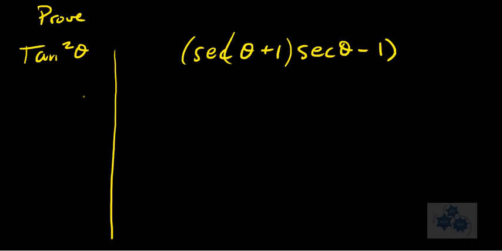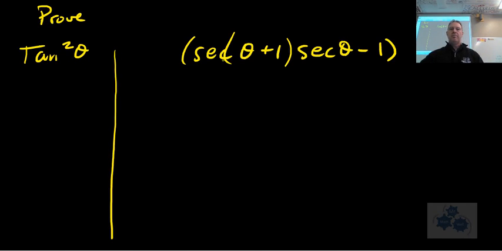So number 5 here in your assignment, proving these here. I have a line here that shouldn't be there. Didn't get dragged over. Okay. So again, we want to prove that tan squared theta equals secant theta plus 1 times secant theta minus 1.